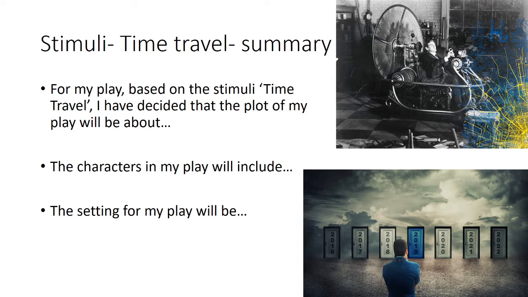For the second of those 3 bullet points then, for the first lot of marks, you need to finish off. The characters in my play will include. Now remember, to gain the higher marks, I don't just want to see a list of character names. I would like to see a little bit of an explanation at the side of what that character's role is. So this is Marge and she is the mother within the play. And maybe a little bit more about them as well. So a bit about their personality. She's a very happy-go-lucky kind of person, for example.